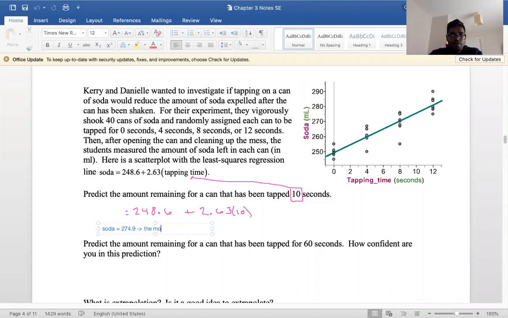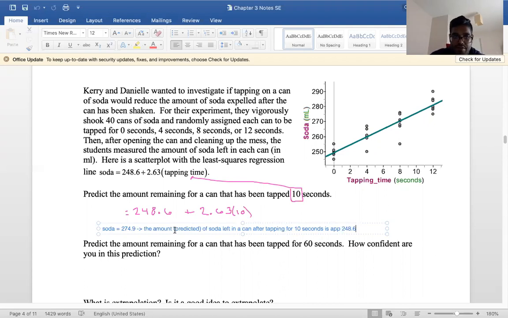The predicted amount of soda left in a can after tapping for 10 seconds is approximately 248.6. Okay, and a couple things I want you to look at, right?